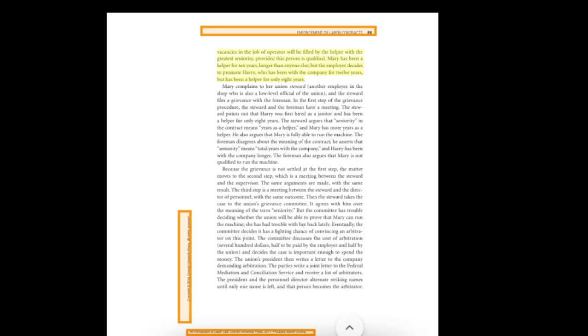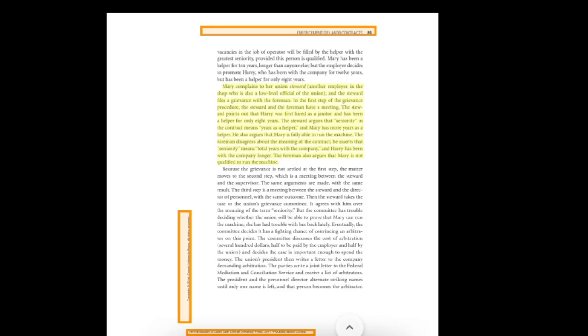But the employer decides to promote Harry, who has been with the company for 12 years, but has been a helper for only 8 years. Mary complains to her union steward, another employee in the shop who is also a low-level official of the union, and the steward files a grievance with the foreman.